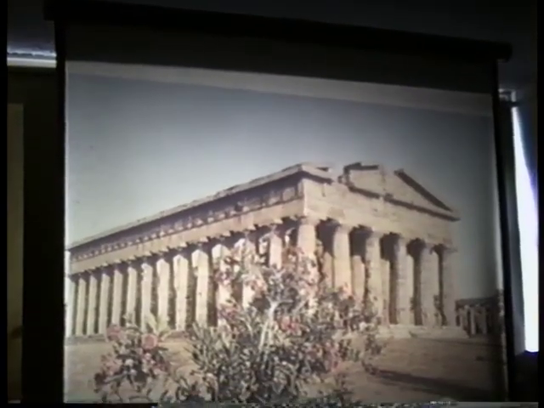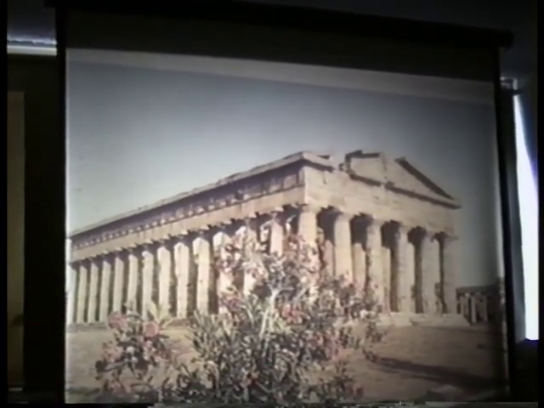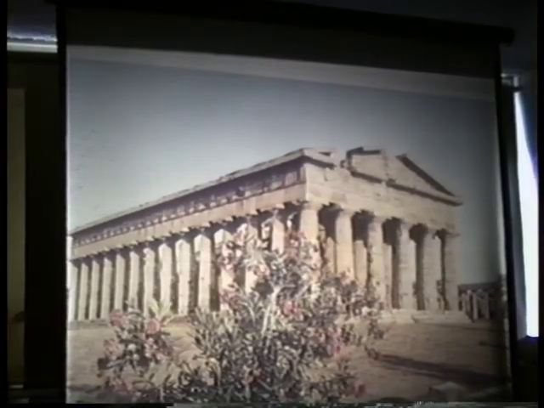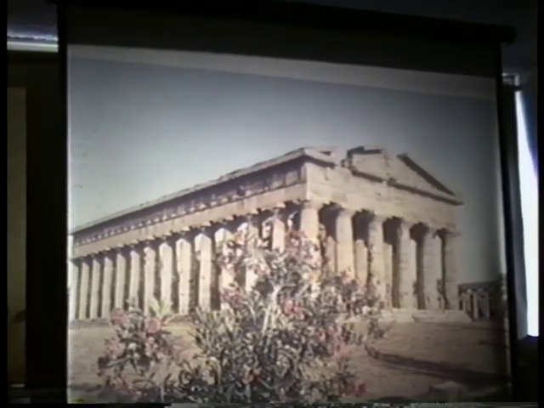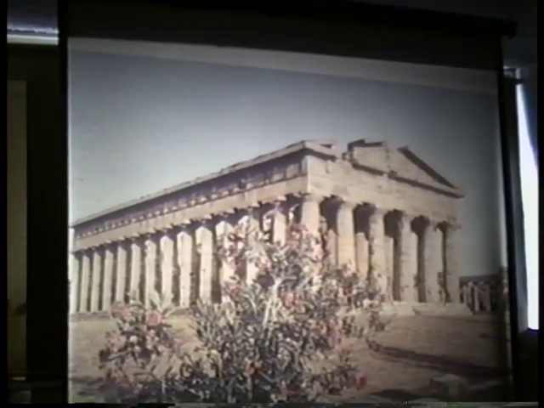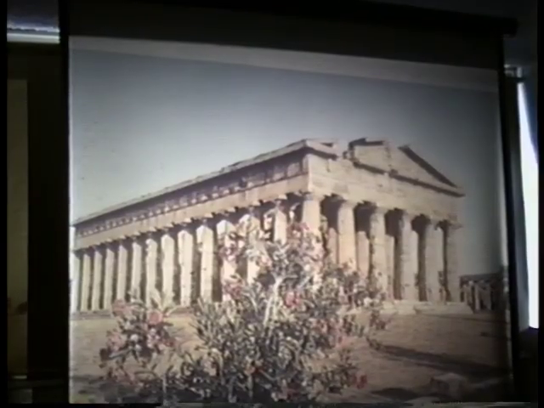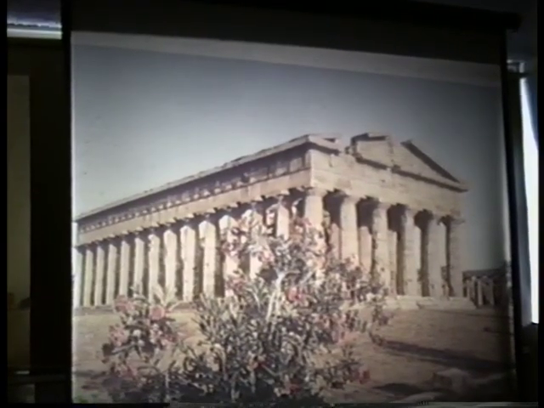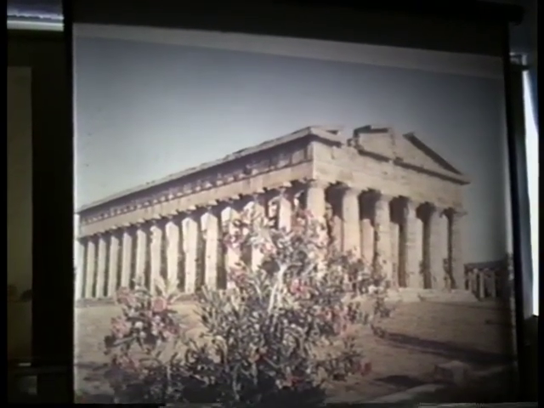In the architecture, you have the development of the three Greek orders, the Doric, Ionic, and Corinthian. The Doric being the most simple, but it's the proportions that they believed so greatly in, their post and lintel form of construction.